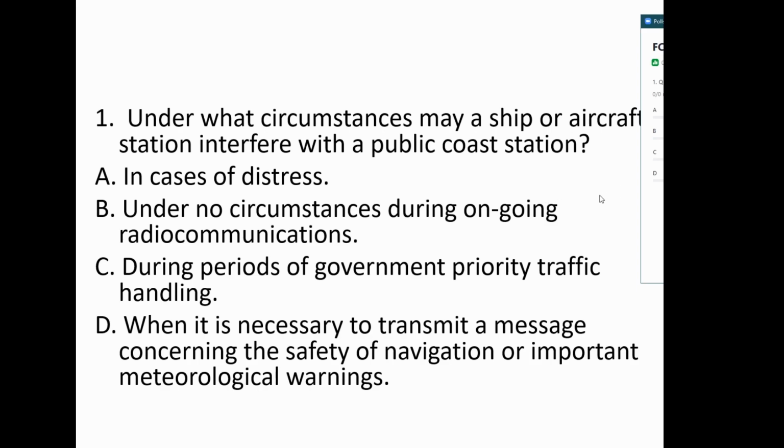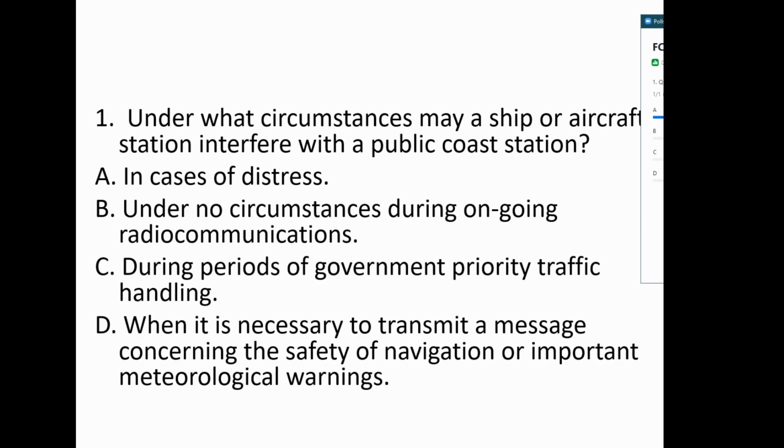The options are A, in cases of distress. That's when you can interfere. Or B, under no circumstances during ongoing radio communication. They're talking, you can't use them. Even to say that your ship's on fire. No, that's not going to be right.